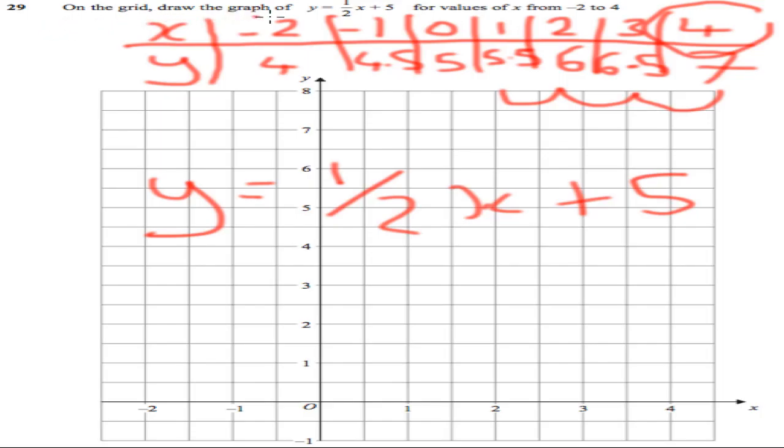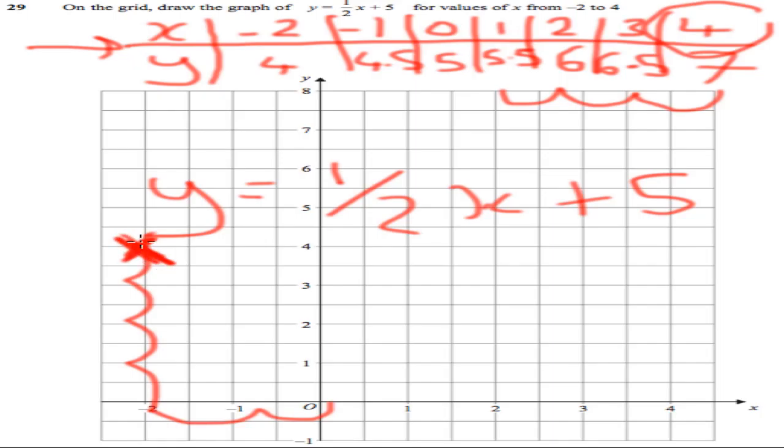So it says on the grid, draw the graph. So it wants you to use this table to draw a line on the graph. Now, I know I've written across it, but hopefully you'll see anyway. So it's very straightforward. When x is -2, so here's x, here's the x line. When x is -2, y is 4. Can you see that? When x is -2, y is 1, 2, 3, 4. So that's your first plot point.